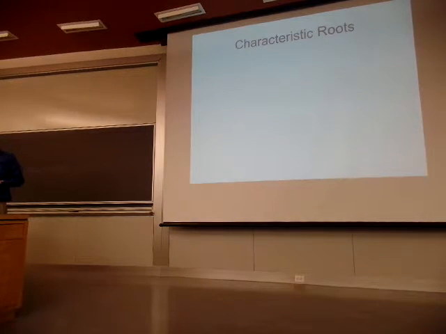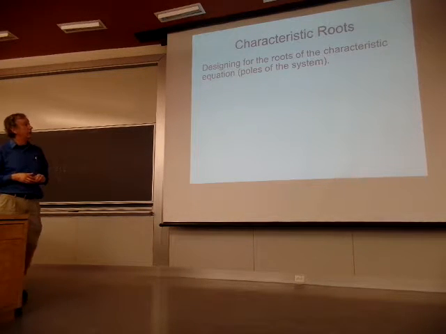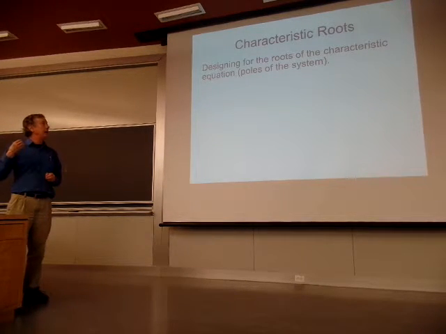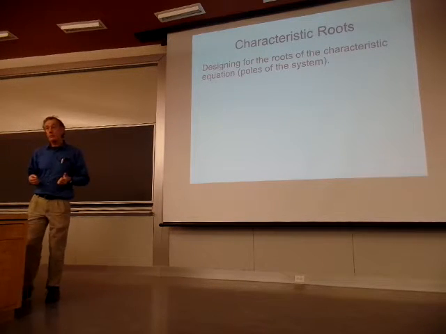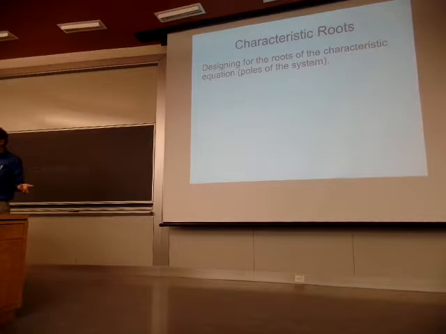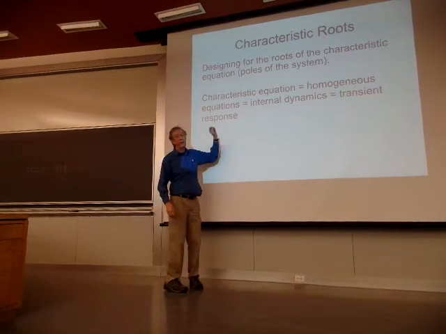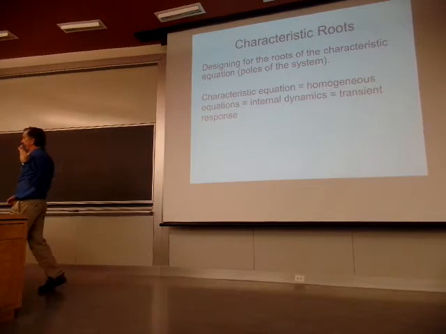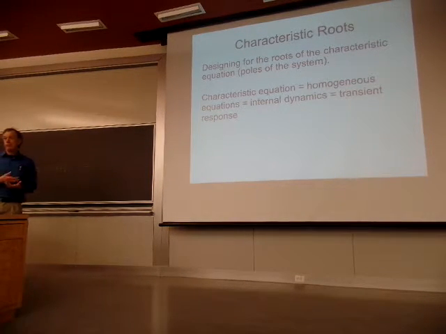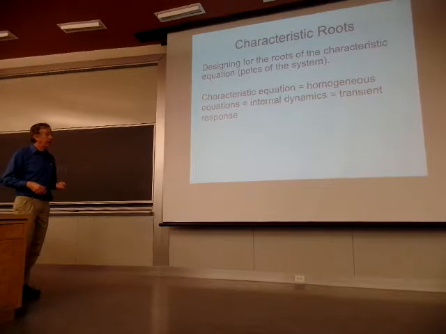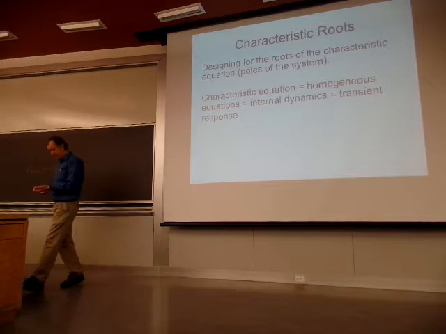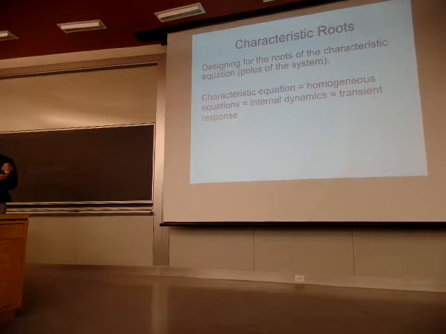So let's remind ourselves of the characteristic equation and characteristic roots. We're going to design for the roots of the characteristic equation, basically all the poles in the system. I will specify the poles and then figure out what the controller has to be to get me those poles. Characteristic equation means homogeneous equation, which means internal dynamics, which means transient response. Remember that. We're really designing the transient response for the system. How much overshoot do I have? What's the settling time? All these terms are things that we did in transfer function controls, and we'll do them here.